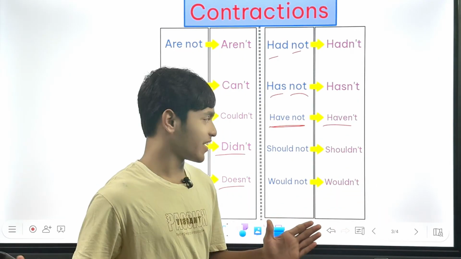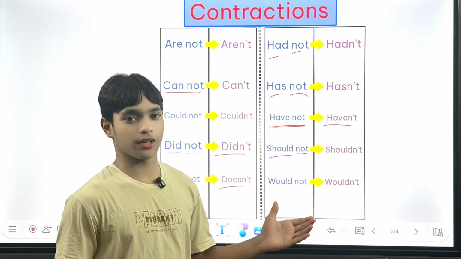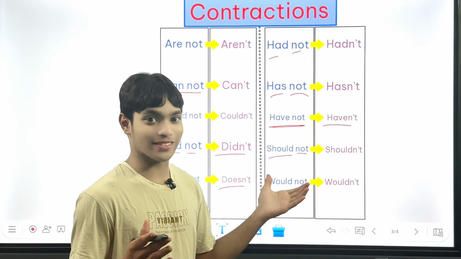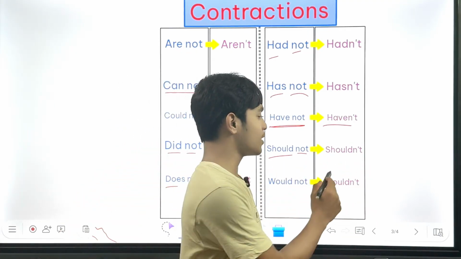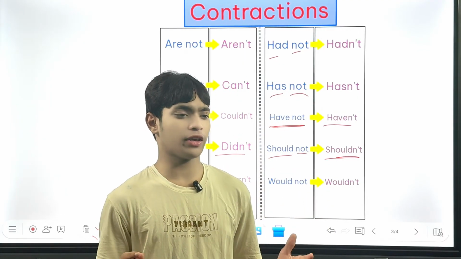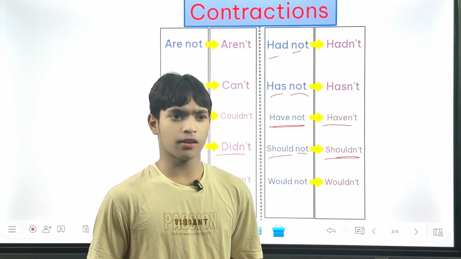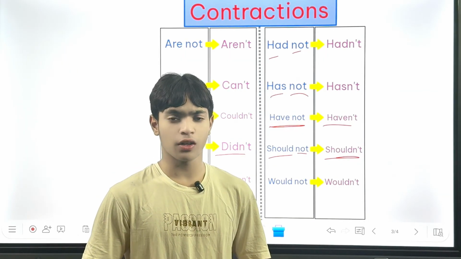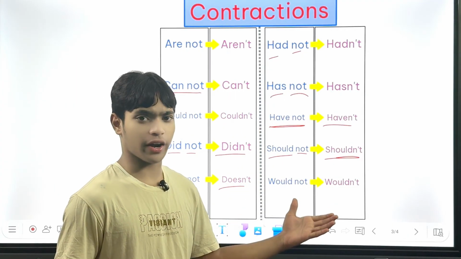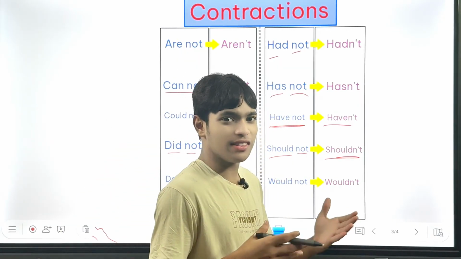Haven't. Then we have "should not." Very important word. Shouldn't. Sorry, "should not." You won't say this, you'll say "shouldn't." Most of the time, this is a very useful word for our daily life. Like "you shouldn't go out now." You shouldn't go out now. Anyway, we can use this everywhere to command in this sentence.